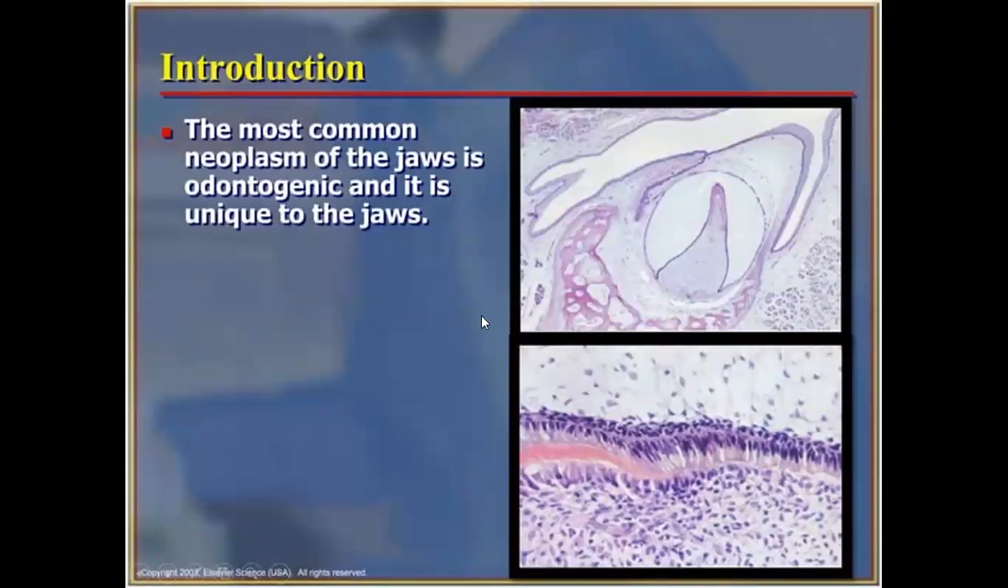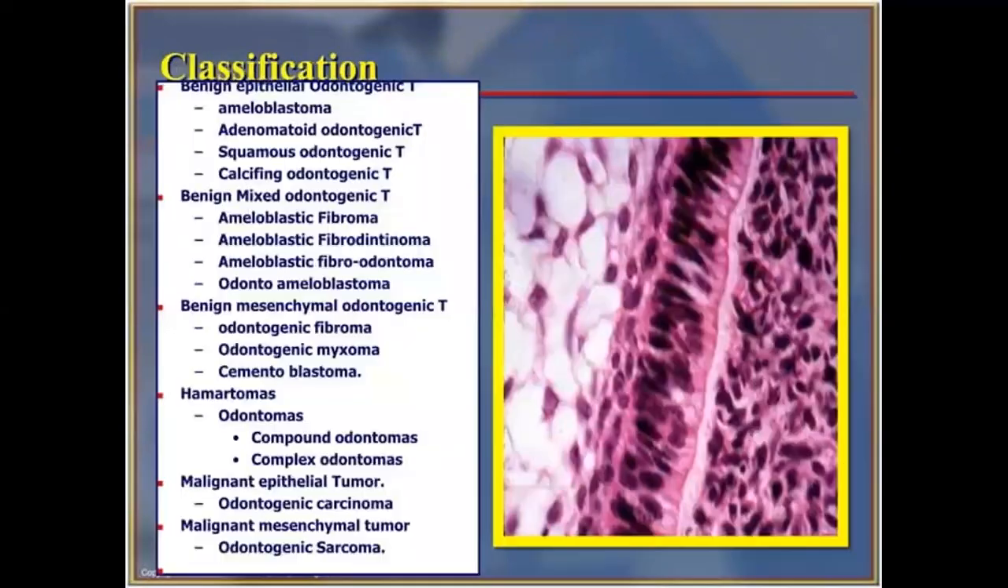The introduction says the most common neoplasm of the jaws is odontogenic, and it is unique to the jaws. Classification: benign epithelial odontogenic: ameloblastoma, adenomatoid, squamous odontogenic tumor, and calcifying odontogenic tumor. Benign mixed odontogenic, benign mesenchymal odontogenic, hamartomas, odontomas; compound odontomas and complex also could be seen.